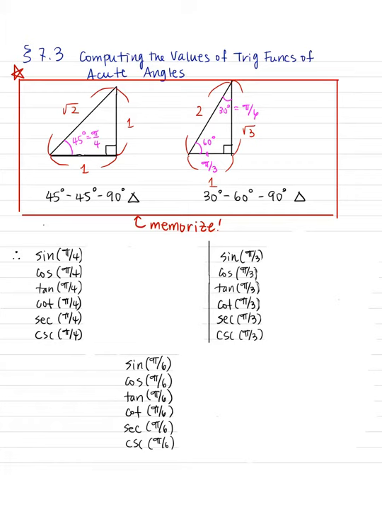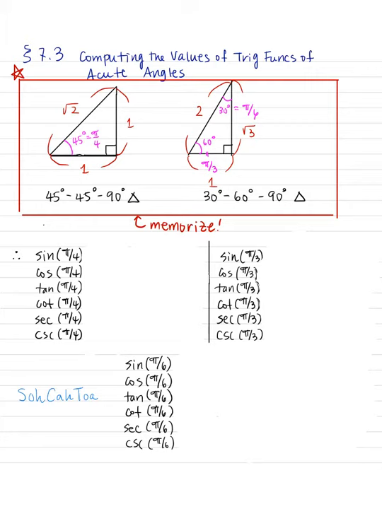Okay, so let's start with pi over 4, which is the 45-degree angle. Now, I don't know if you remember the good old SOHCAHTOA. Let me just write that out. I'm just going to write it right here towards the bottom. SOHCAHTOA. All right, so keep that in mind and let's do this.